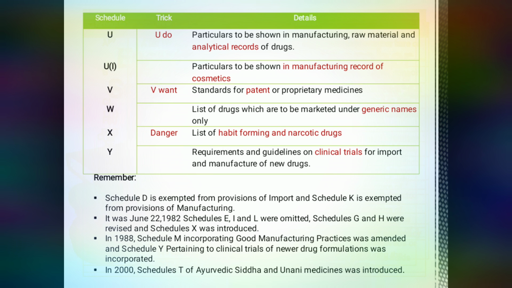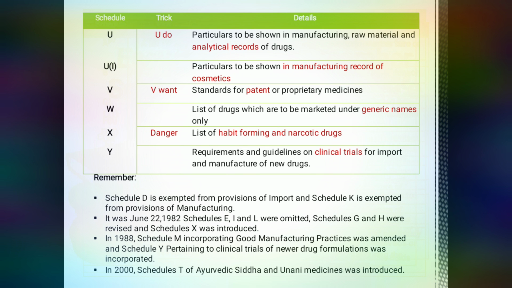Then comes schedule V. We want patents. Everyone wants patent, right? So schedule V. So you can remember this like definitely what we all want. We all want patent. So standards for patent and proprietary medicines. Schedule W. W is like list of drugs which are to be marketed under generic names only.